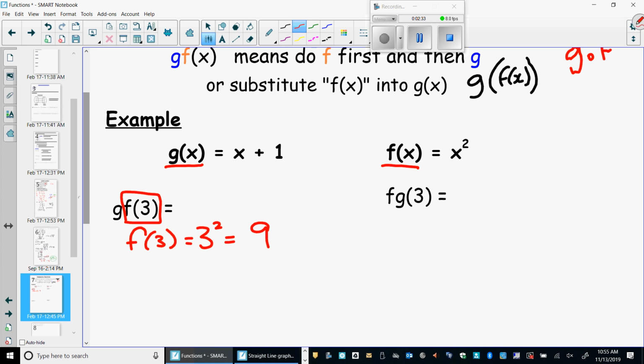So 3 squared. So f of 3 is going to be 3 squared, which is 9. Lovely. Now, we found f of 3. What we're now going to do is substitute that value into G. So we're now going to find G of 9. Do we see what we did? We found f of 3, and we're now substituting that into G. Okay? So that's 9 plus 1, which is 10.